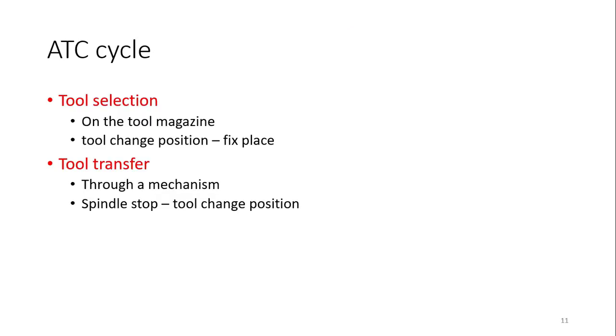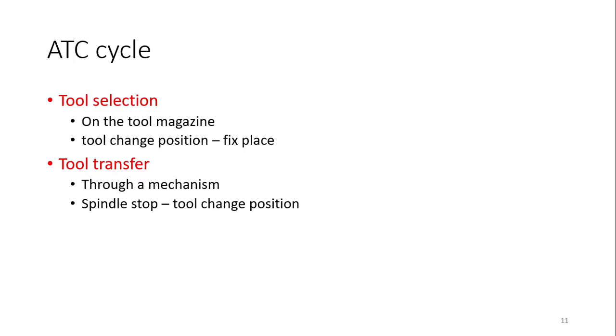The next topic is ATC cycle. The ATC cycle is the selection of tool and transfer of tool. This is a complete cycle. Every time you want to change a tool, the first step is tool selection, that is, which tool you have to select. This happens in the magazine, because in the program, let's say you said I want tool number 7. So your tool magazine will rotate, let's say it is drum type or chain type, and the 7th tool will come to the front. You will pick the 7th tool, that is called selection. Then this 7th tool is transferred through a mechanism to the spindle.